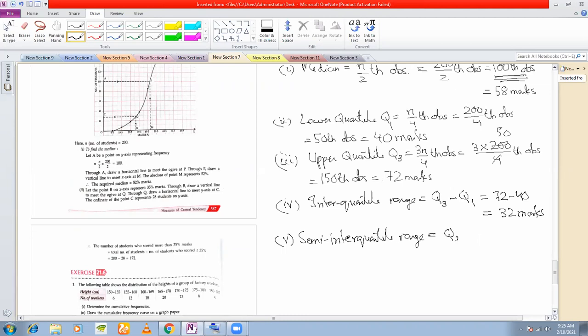Is Q3 minus Q1 divided by 2. Q3 minus Q1 we have already found out to be 32. So 32 divided by 2, which is 16 marks. Okay, this is your semi-interquartile range.